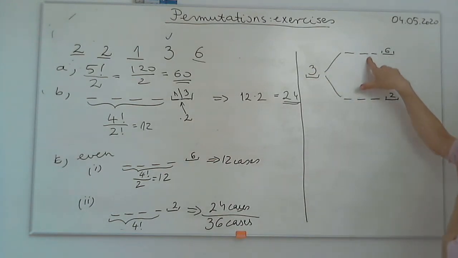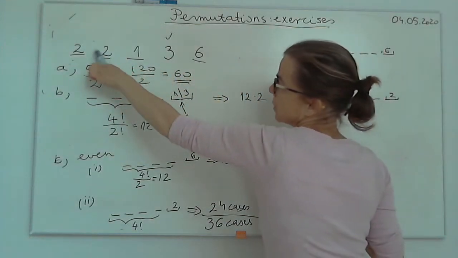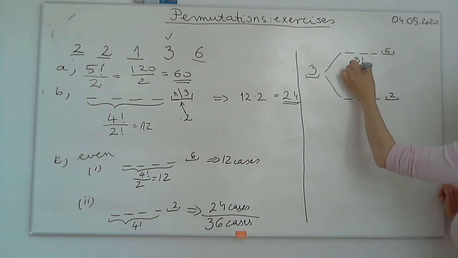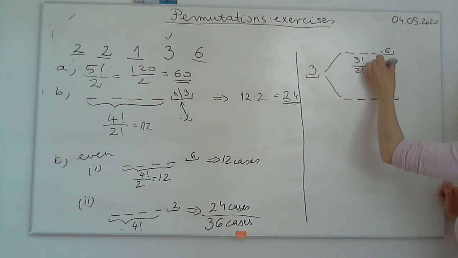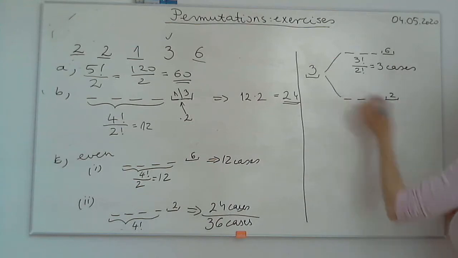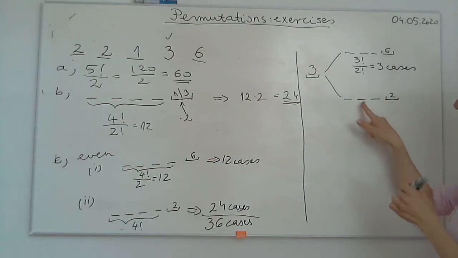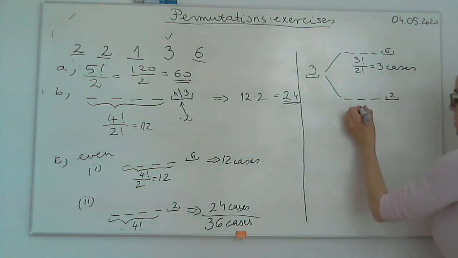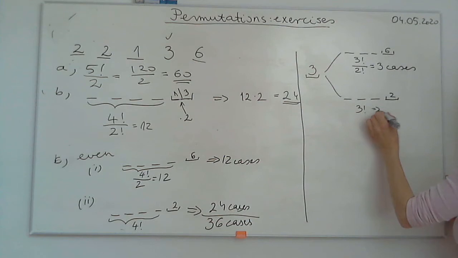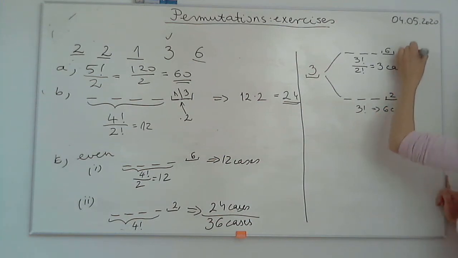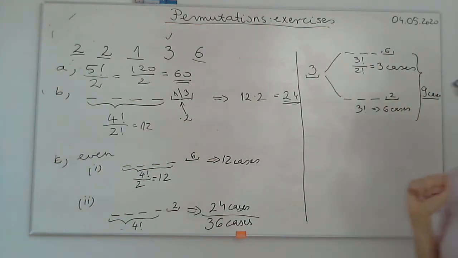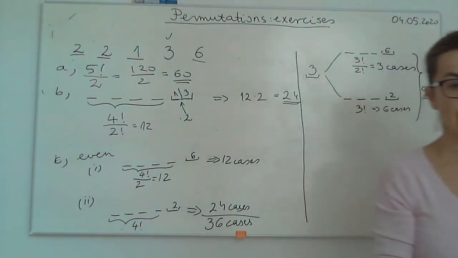Now 3 is fixed as the first digit, 6 is fixed. I have here 3 slots to put these 3 digits. That could be ordered 3 factorial ways, but 2 are identical. So this is going to be 3 cases. However, in this story, I have to put into the 3 slots 3 different digits. So that's going to give me 3 factorial, which is 6 cases. So altogether, I have 9 cases such that it's even, and it starts with the digit 3. Okay.